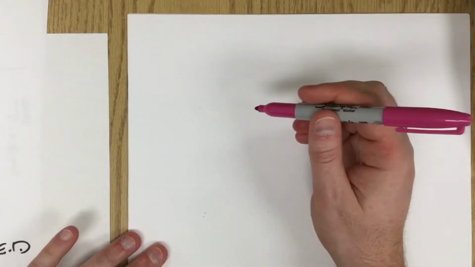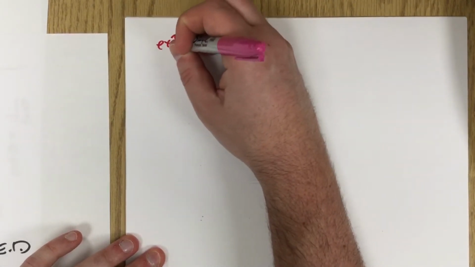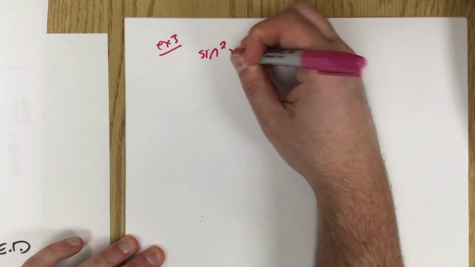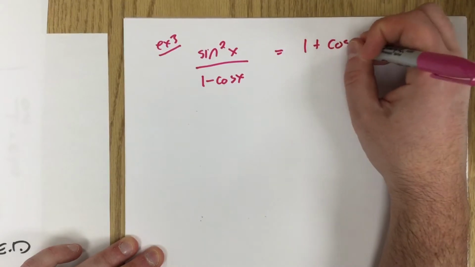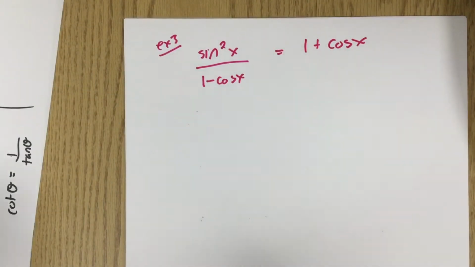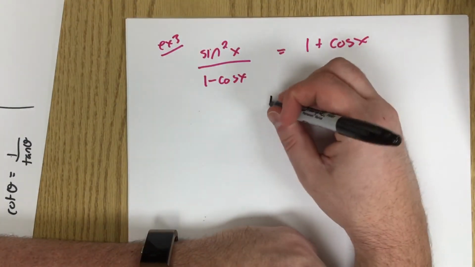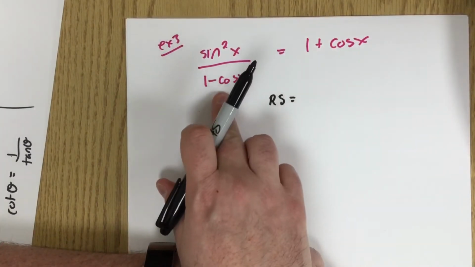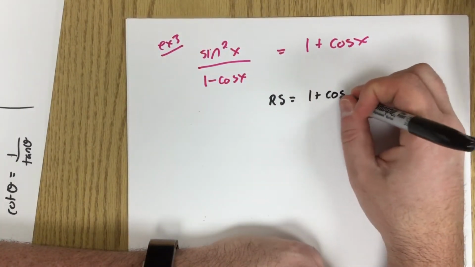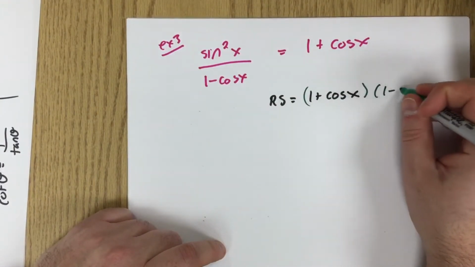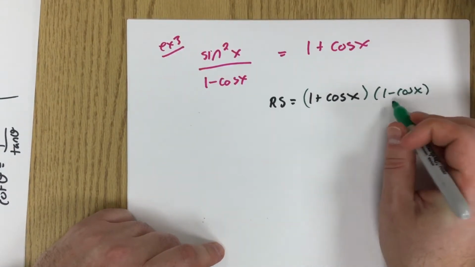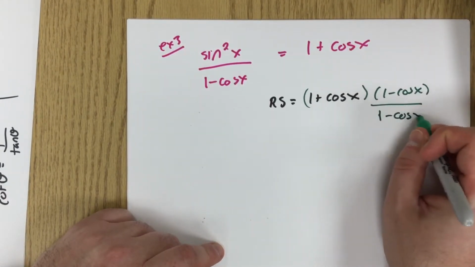I'm going to show a different way we could have done that one, actually. The way I just did it is probably the way I would do it. But let's say you decide to work on the right side instead of the left side. So we could see the right side. Now we wanted to make it look like this. So what I might do is take the 1 plus cos x, and I want to make it look like the left side. So what I could do is multiply it by 1 minus cos x over 1 minus cos x.